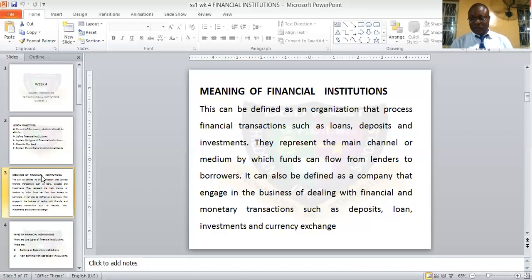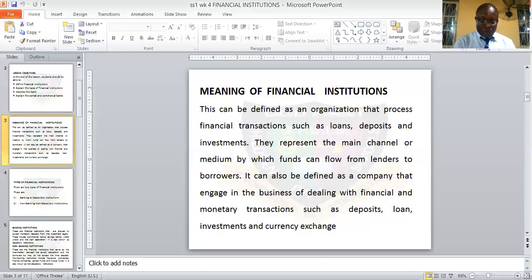deposits. Yes, if you have enough money, you can take it to the bank for them to keep for you. Then loan, maybe you are in shortage of cash. Then the bank is able to grant that loan. But not everybody gets it; the loan will be given to businessmen that they know. So they don't just give a loan without anything that will stand in as collateral security. Investment as well, you can also make investment there.